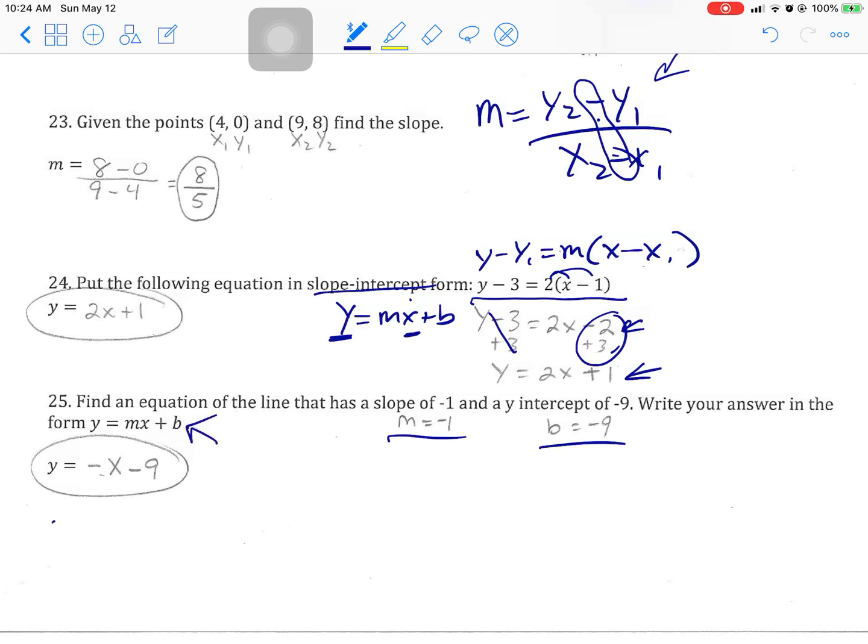For some reason, people get a little... I don't think they know what to do with the negative. So either one of these is accepted. The slope is -1, so the negative x term has to be there. And the b is a -9, and it has to be in this order, okay?